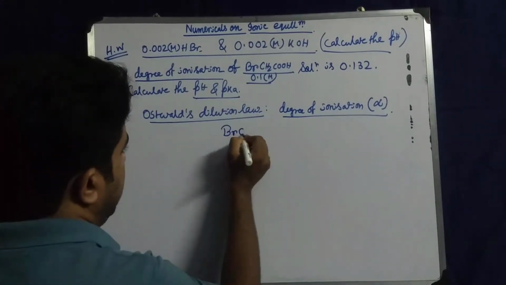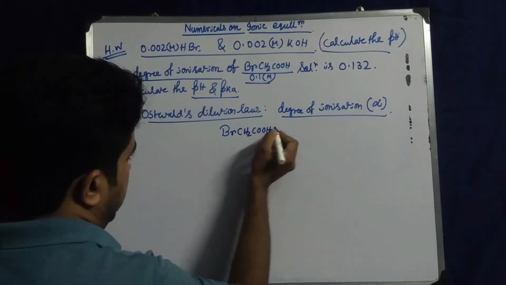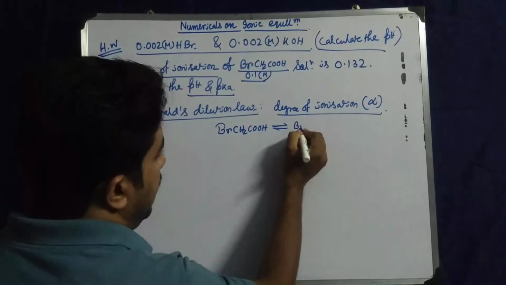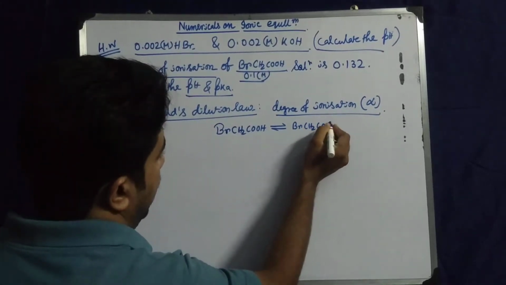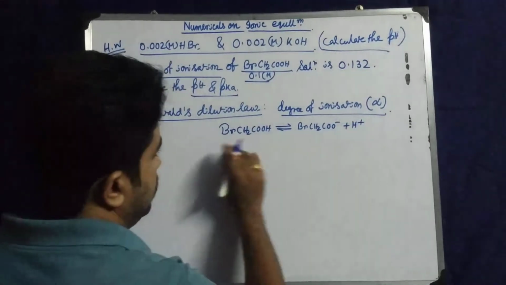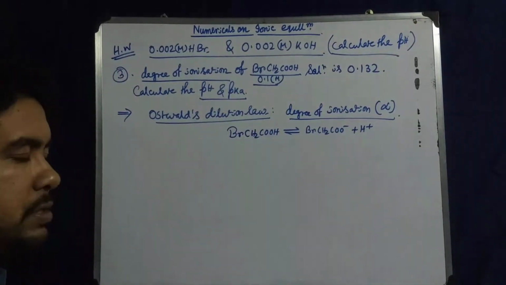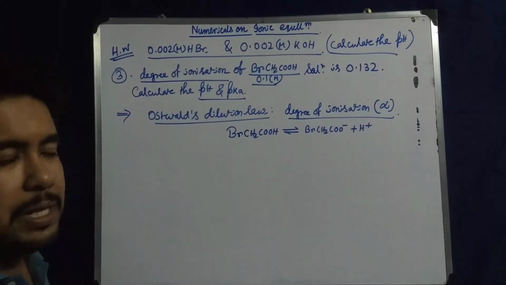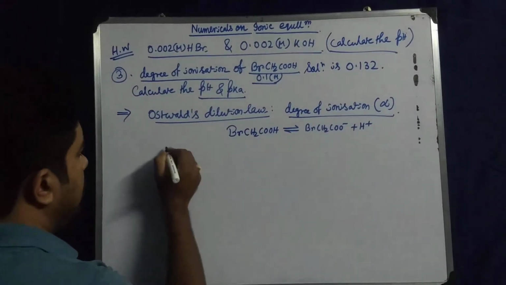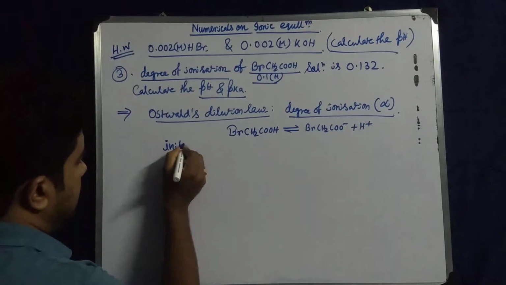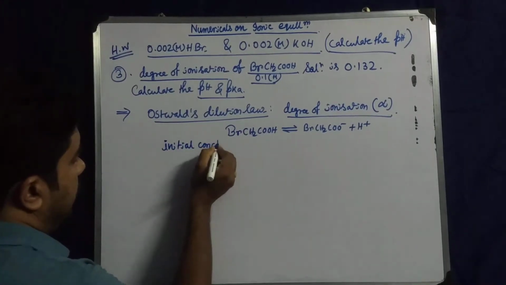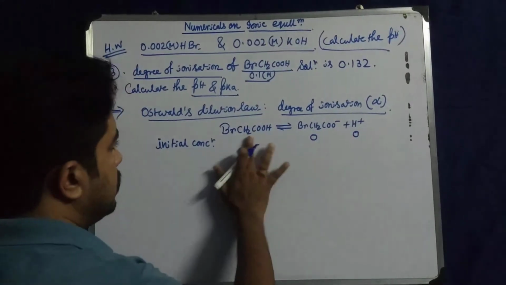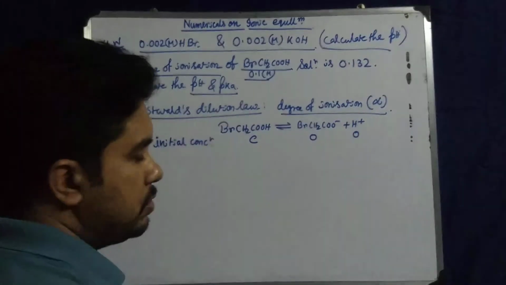Suppose BrCH2COOH. So this particular acid will be converted into its ions: BrCH2COO minus plus H plus. So these are two ions, it will form these two ions. So now what will happen? Now we will consider the initial and final concentration. How? We know that the initial concentration, suppose A, then their concentration will be 0. So let's consider C, just like the Ostwald dilution law.